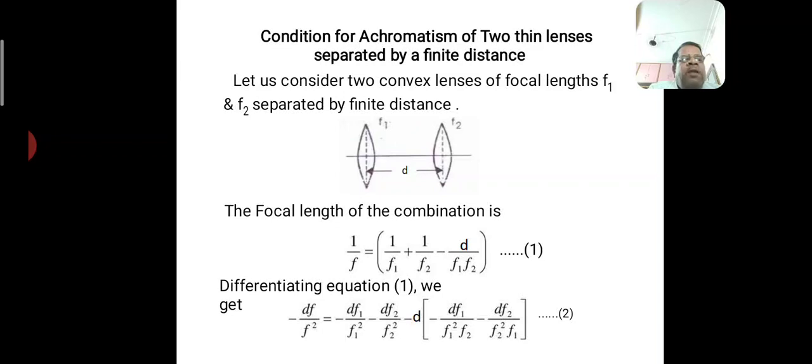We have to apply the product formula and differentiate. First put f2 as it is. The derivative of 1/f1 is -df1/f1², so we get -df1/f1². Now keep f1 as it is. The derivative of 1/f2 is -df2/f2². Thus we get equation 2.